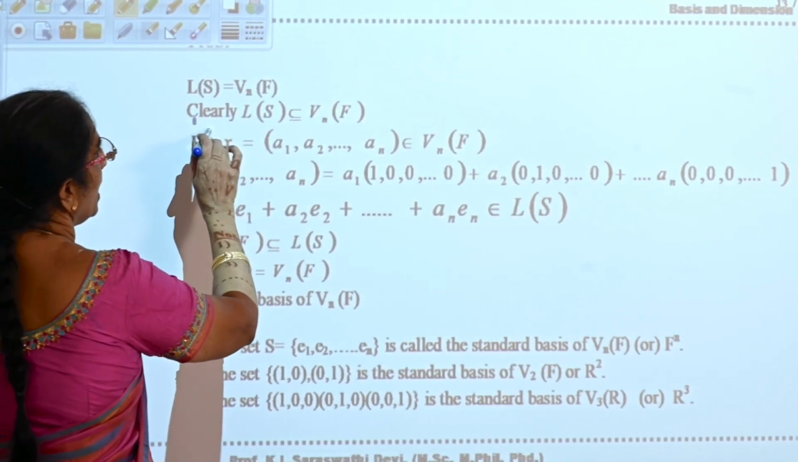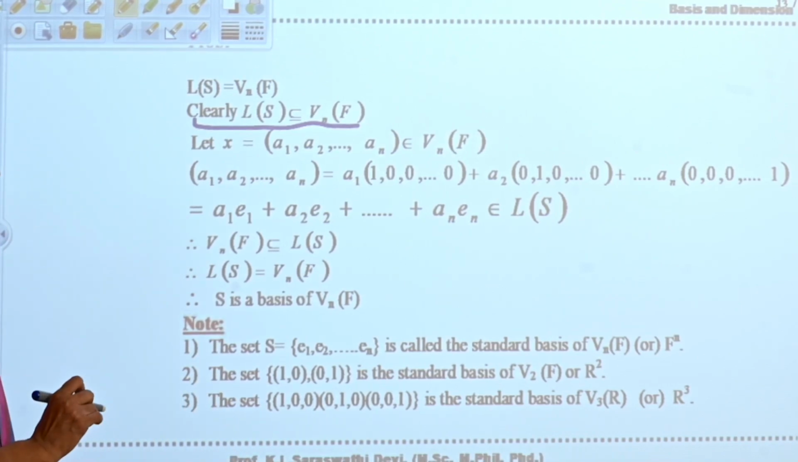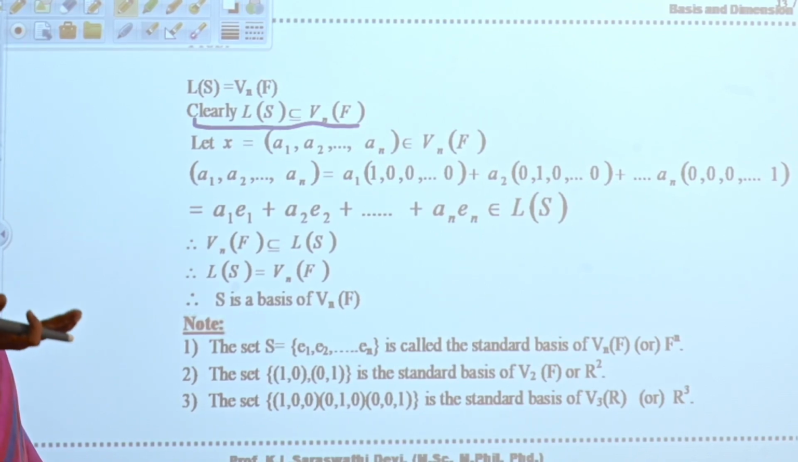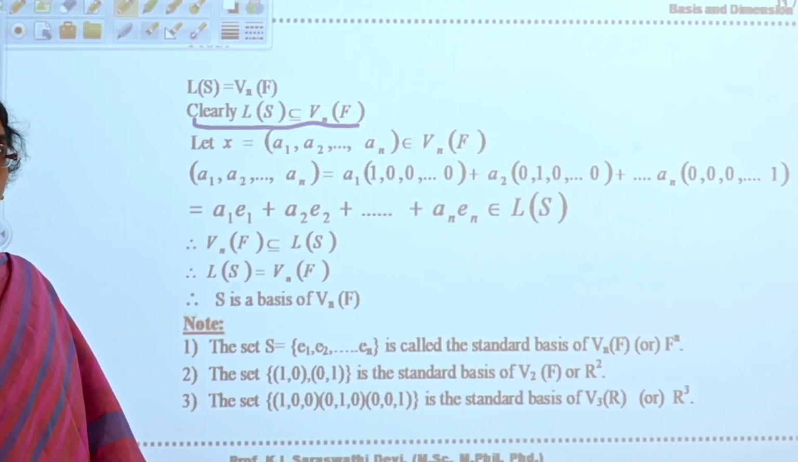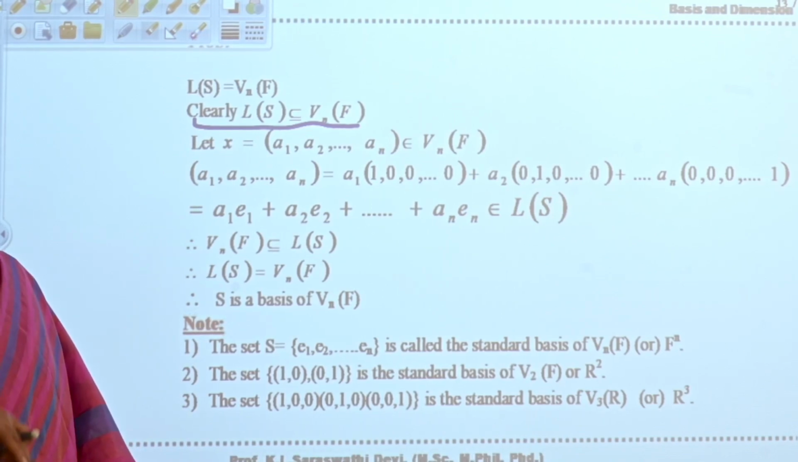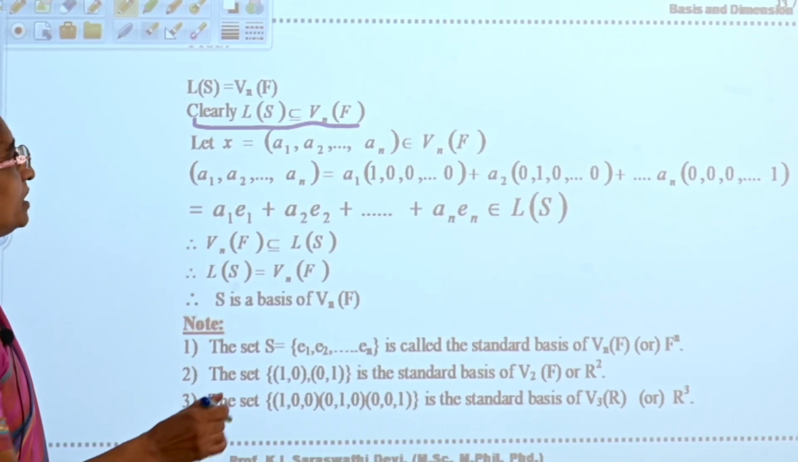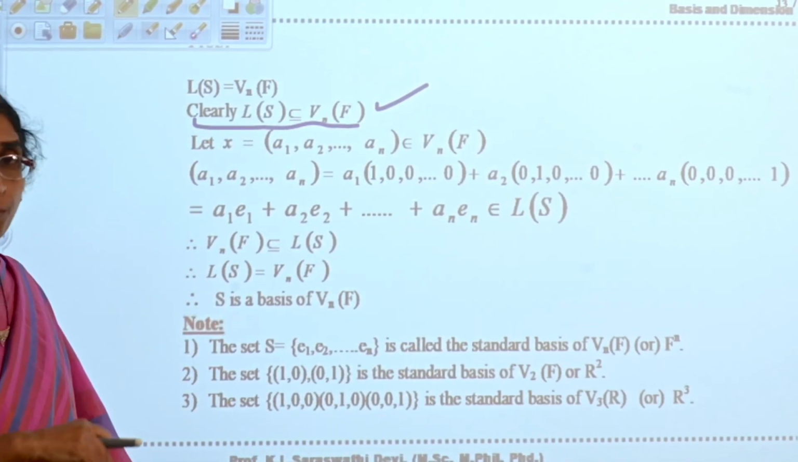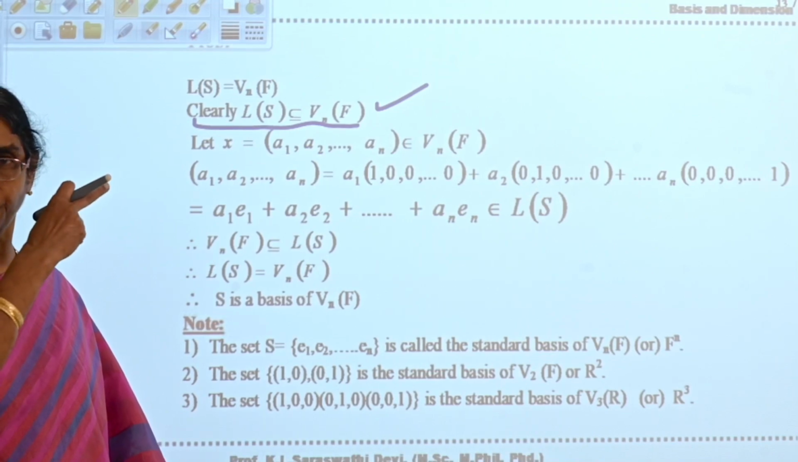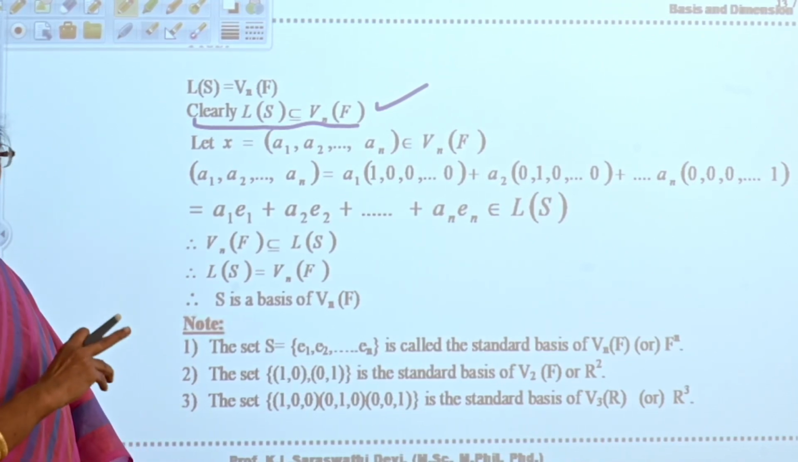Now clearly L of S is a subset of Vn of f. Will you accept? What is L of S? Linear span. If you take any element in L of S, that will be a linear combination of the elements of S. A linear combination of the elements of S will always be an element of Vn of f, because Vn of f is a vector space. Okay. Now it is obvious L of S is a subset of Vn of f. Already we proved this in the case of a spanning set. In that video we proved that.